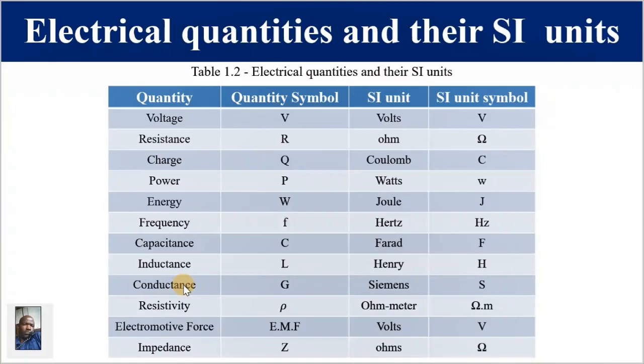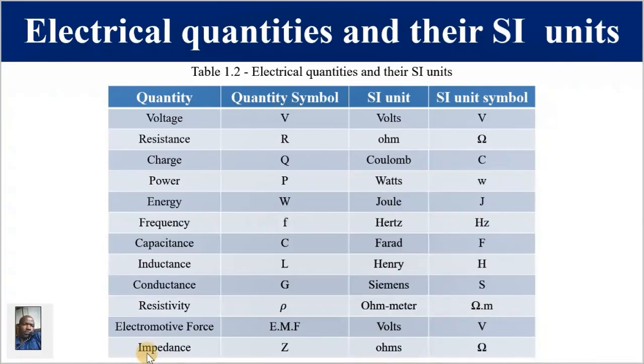Then conductance is the ease with which a material can allow electricity to pass through. Its symbol is capital letter G. It is measured in siemens, and the symbol is capital letter S. Please take note that conductance used to be measured in mhos, which is ohm spelled backwards, and the symbol that was used then is this omega but inverted. Then resistivity, the symbol for resistivity is rho, and it is measured in ohm-meters, and this is the symbol.